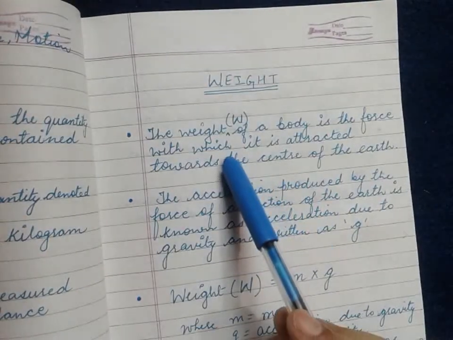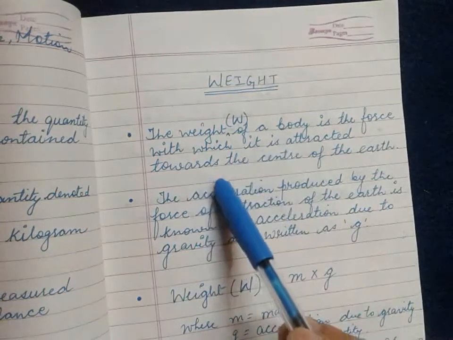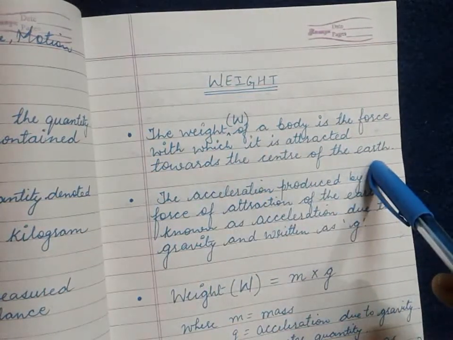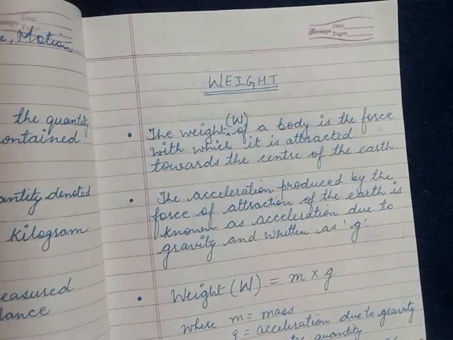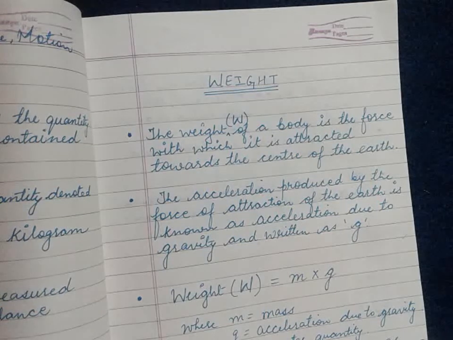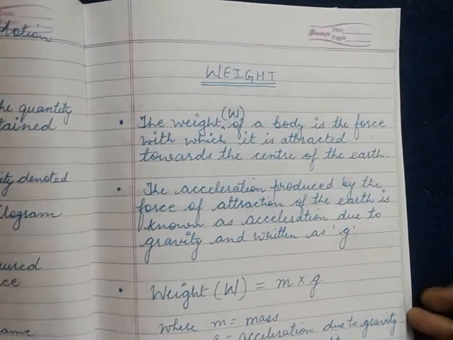Next topic is weight. The weight of a body is the force with which it is attracted towards the center of the earth. Weight is denoted by capital letter W. Every body is attracted towards earth due to the force of gravity which is applied on the body. Due to that force of gravity, the force which is experienced by a body because of that attraction is known as weight. And that force of gravity also produces acceleration in the body.